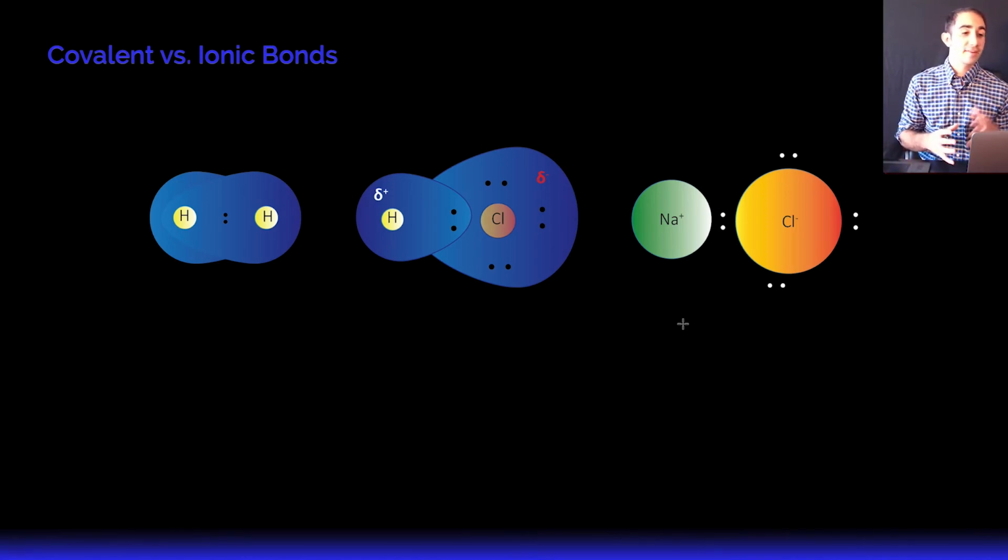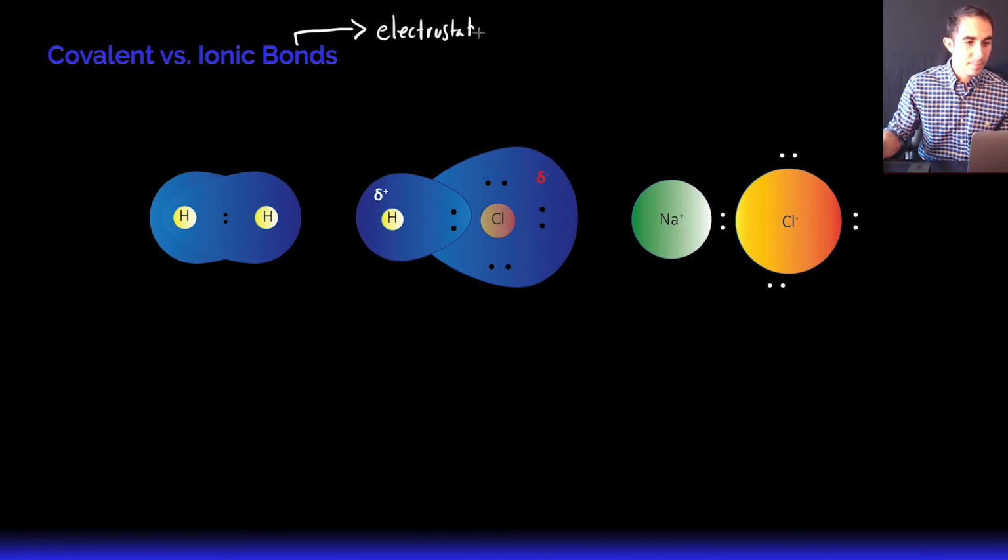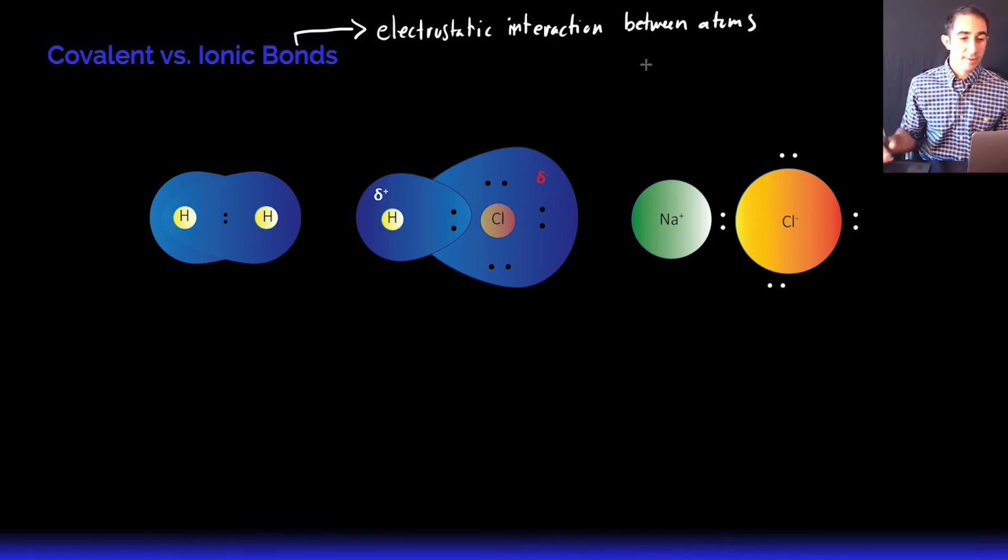Here we're going to characterize covalent and ionic bonds. And in order to do this, we really need to start with a nice simple definition of what makes up a chemical bond. So let's start by saying that a bond is going to be what we call an electrostatic interaction between atoms.